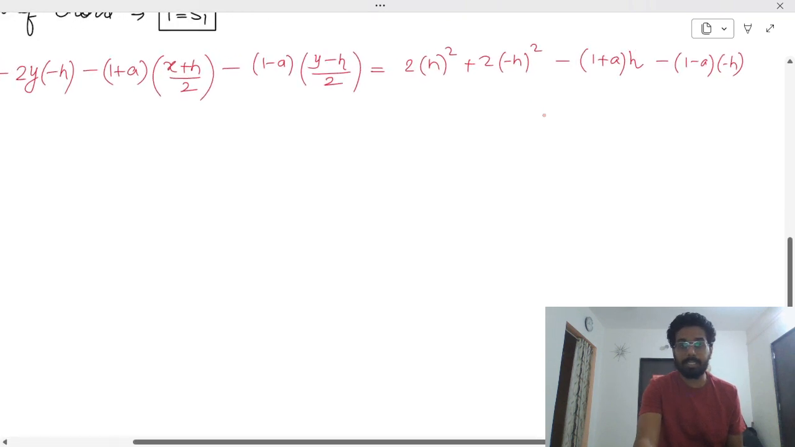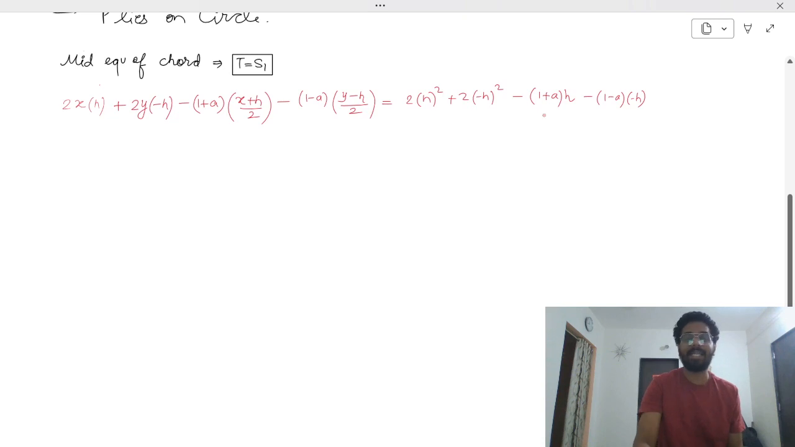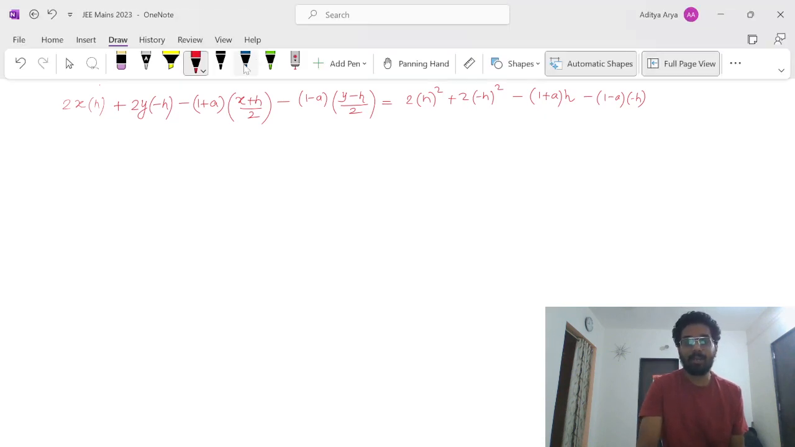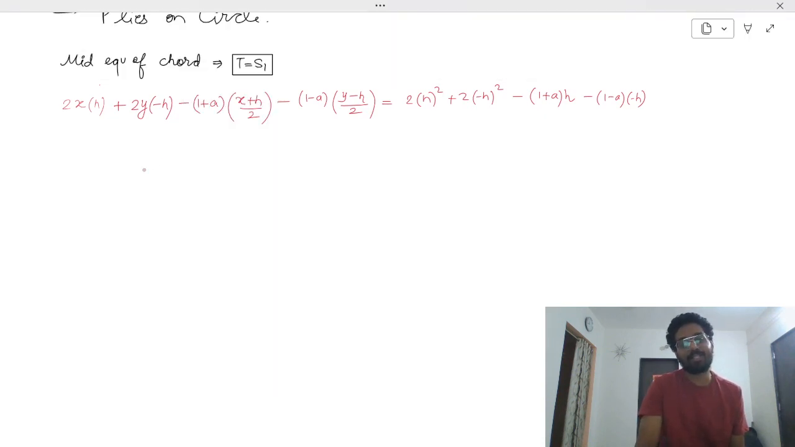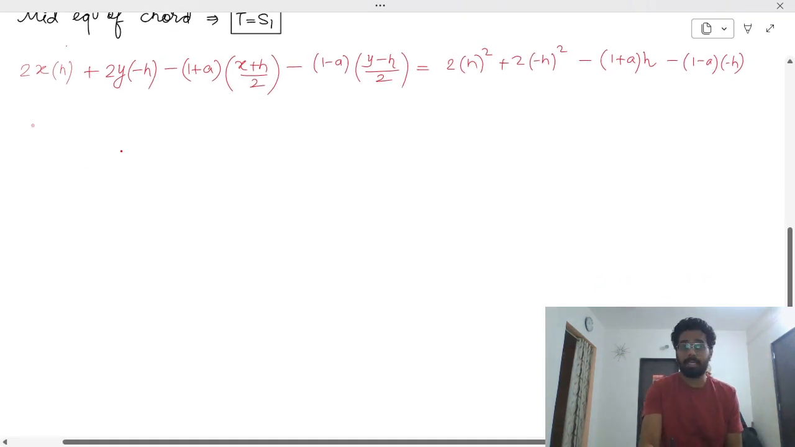The equation that you can see on the screen is the equation of the chord. I know it looks deadly, but don't worry guys, because you are dealing with JEE. Its concept will be easy. You just have to take care of the calculation part. Now let's solve this one.